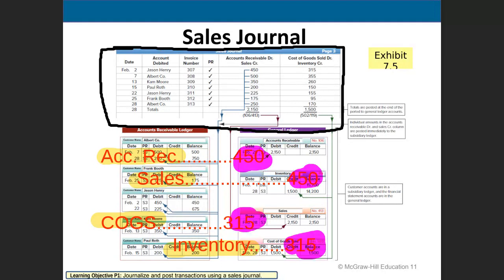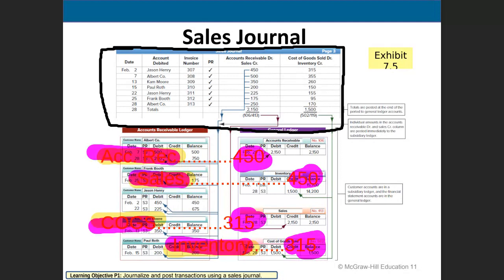So why do we always have to write this again and again? Okay. If we have a sales journal, a special journal, it will make things easier for us. So have a look here at the sales journal. You will find date, account debited. I will return to this later.